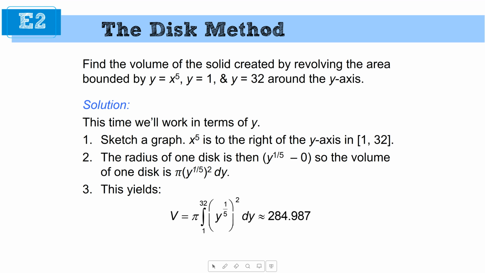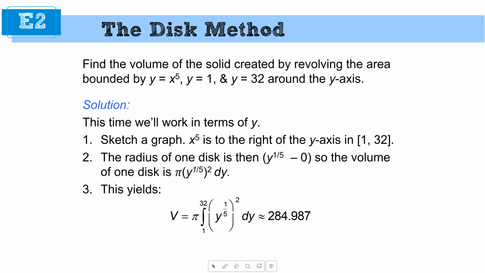Let's review what's going on here. I've got a function y equals x to the 5th. Do you know what that looks like? Graph it quickly, Desmos or calculator. Yeah, it looks like a cubic function on steroids. Beautiful. And then the lines y equals 1 and y equals 32.